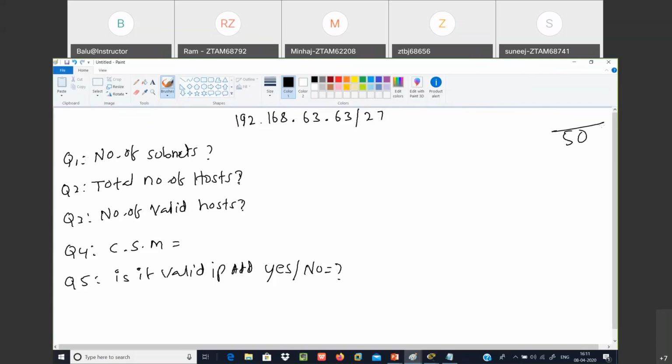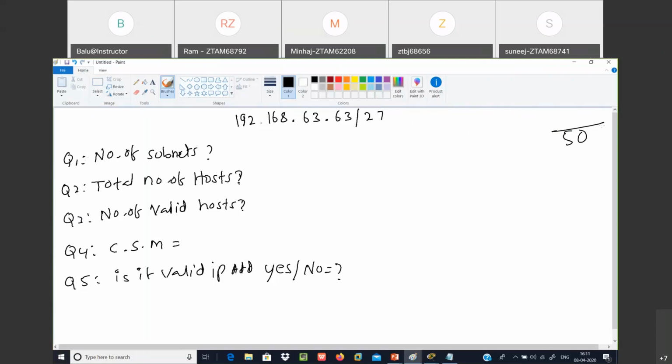Anyone can answer? 5 questions. I think you can easily get 10 marks. From which question? I think question number 4 is easy, right? Question number 3. Question number 4, I think, is very simple, right? Try with question number 4. What is the customized subnet mask?